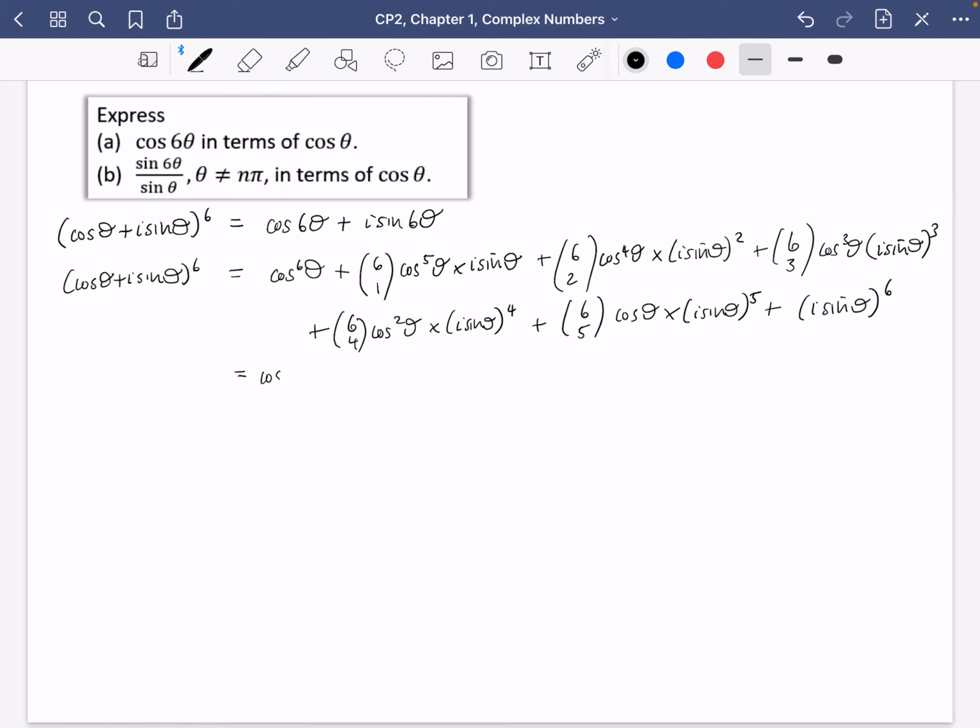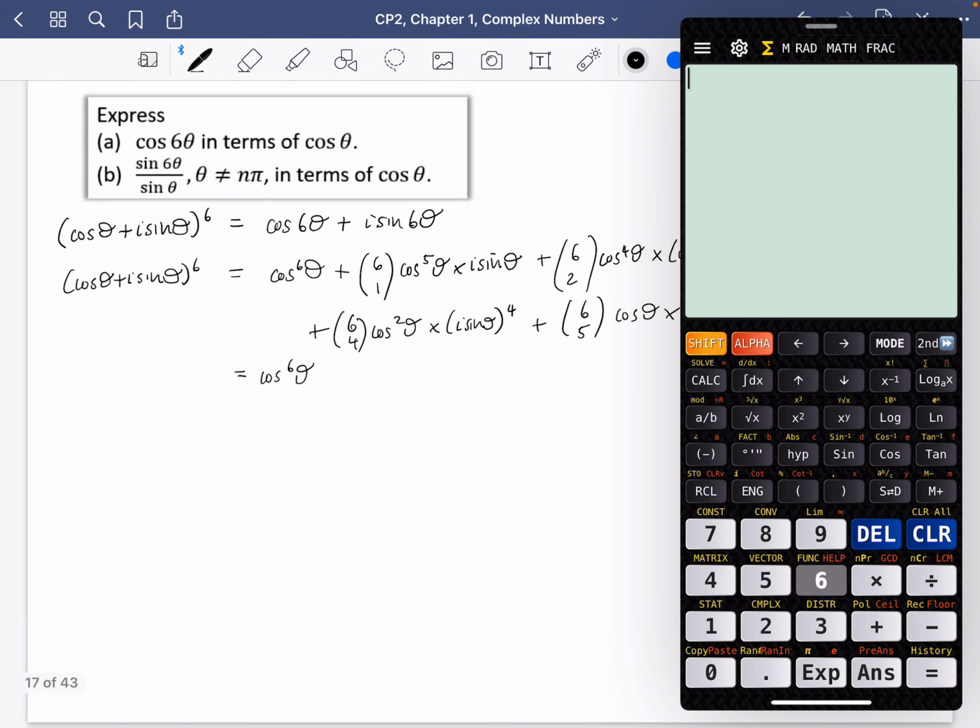So let's do some simplifying. That's cos to the power of 6 theta. Now 6 choose 1 is obviously going to be 6, but I'm just going to show you. 6 choose 1 is 6. This is coming up with the coefficients. So I have 6 multiplied by i cos to the power of 5 theta sine theta. I'm dealing with this first one here, okay?